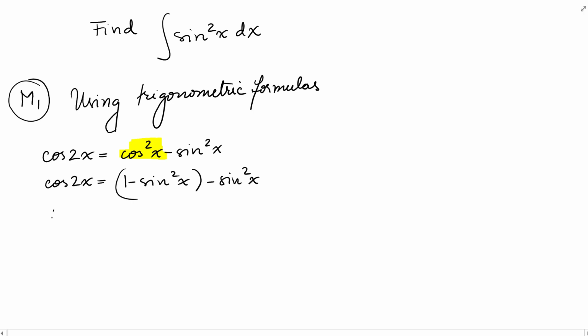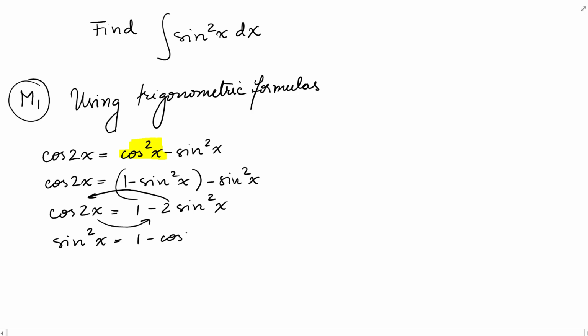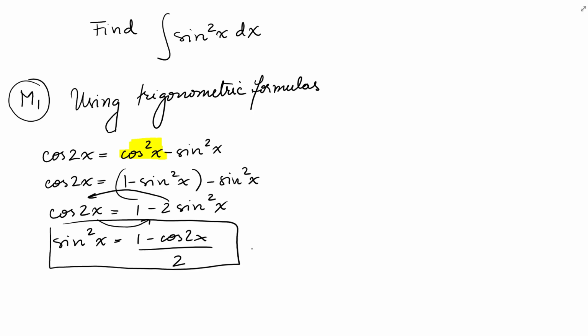So from here we can notice that cosine of 2x is 1 minus 2 sine squared of x, and we can find sine squared of x from here by moving 2 sine squared of x to the left side and cosine of 2x to the right side. So we get 1 minus cosine of 2x over 2. And this relation is going to help us solve the integral.